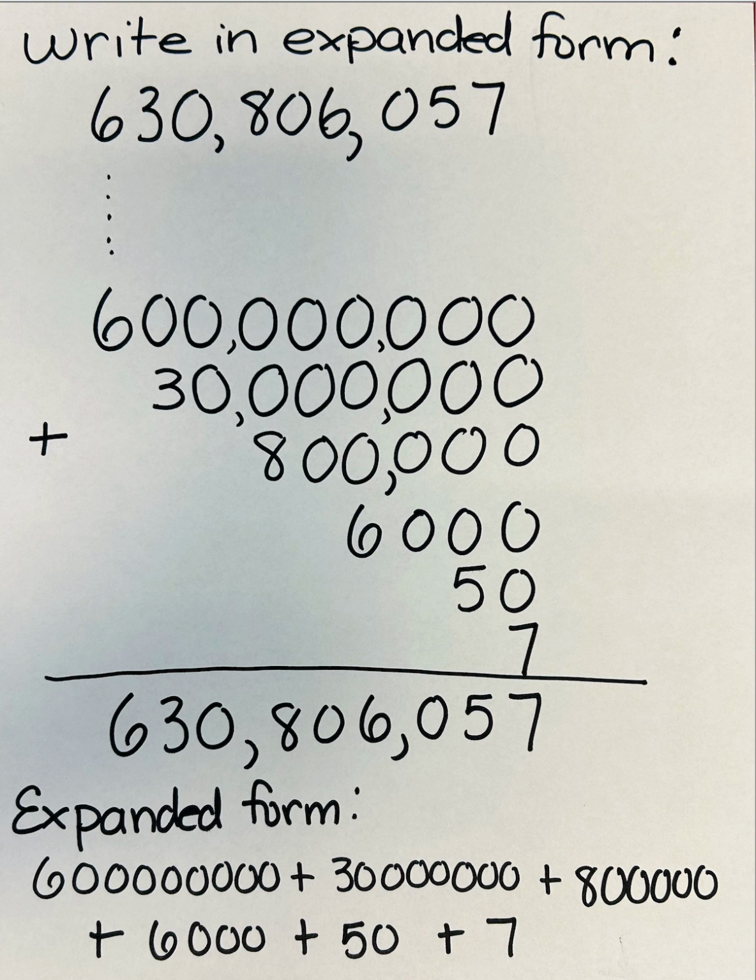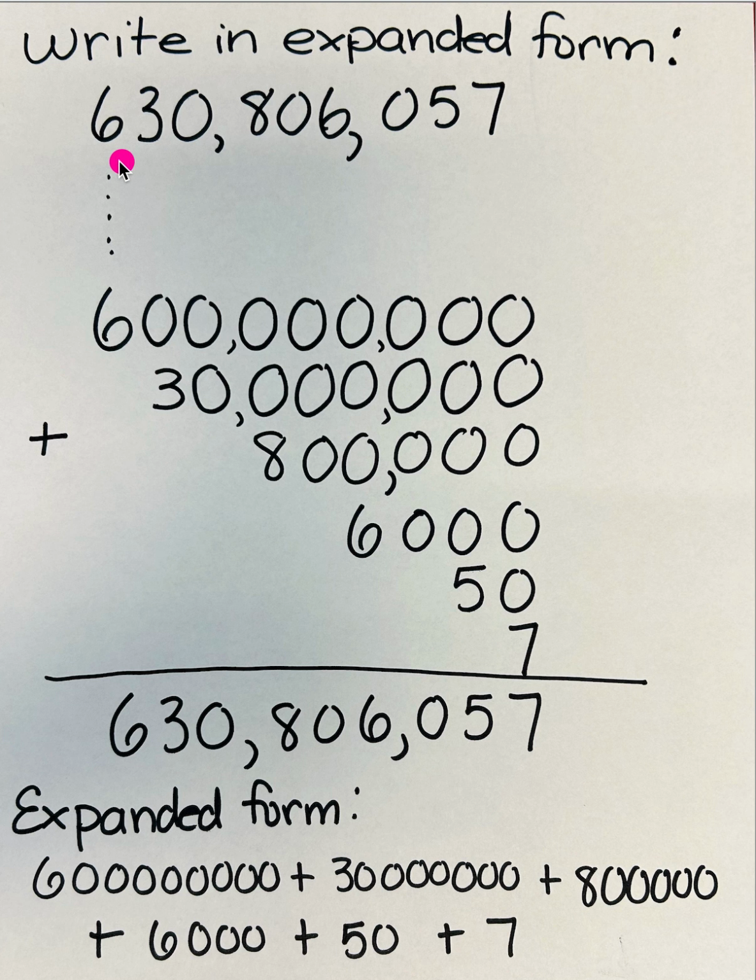In this example, we are going to write this number in expanded form. The number is 630,806,057. And basically, expanded form is a concept that allows you to see the structure and value of a number by writing it as the sum of its parts that is based on a place value.